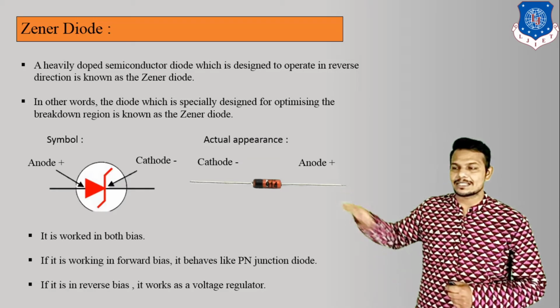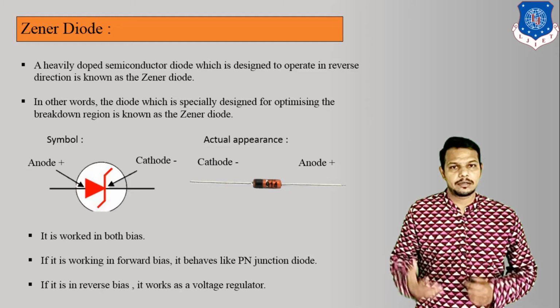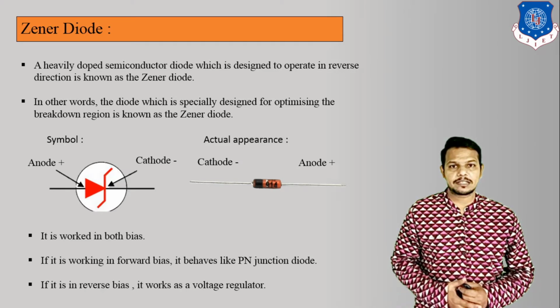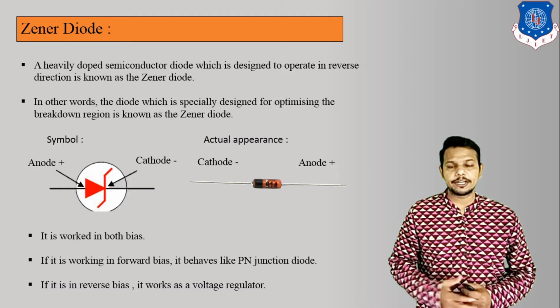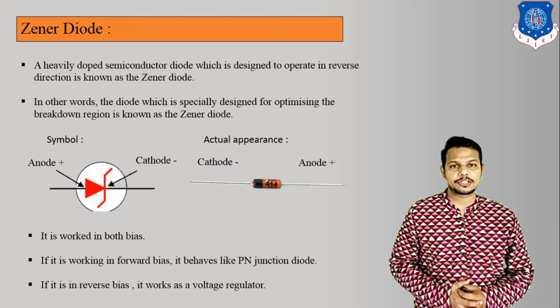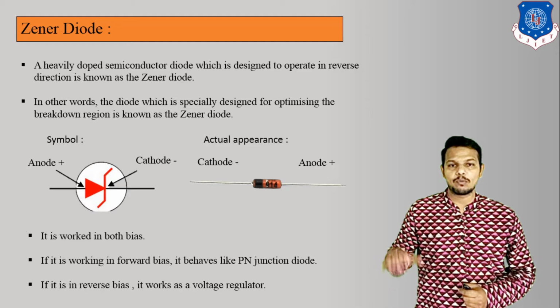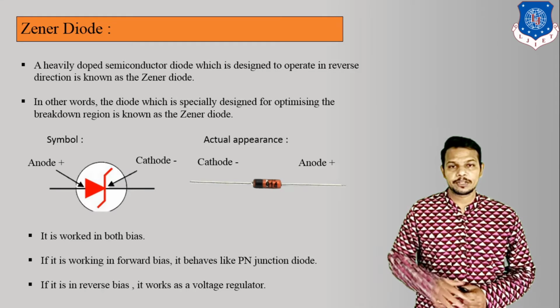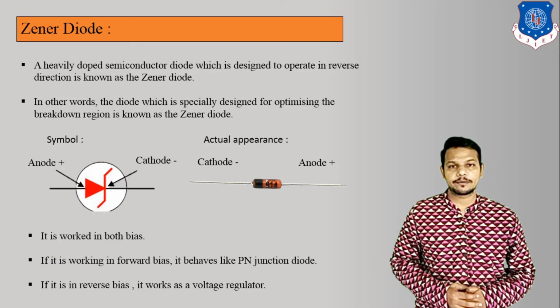Now let us discuss the Zener diode. It works in both biases: it can work in forward bias or in reverse bias as well. If it is working in forward bias, then it behaves like a PN junction diode. If it is in reverse bias, then it works as a voltage regulator. So this is the main application of the Zener diode, voltage regulator. In this topic we are going to discuss the voltage regulator thoroughly.